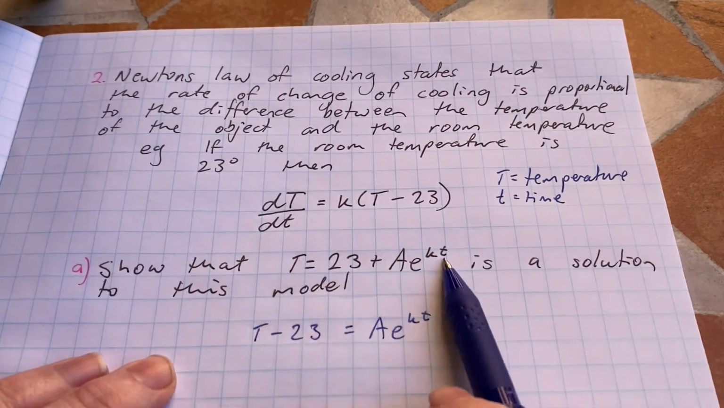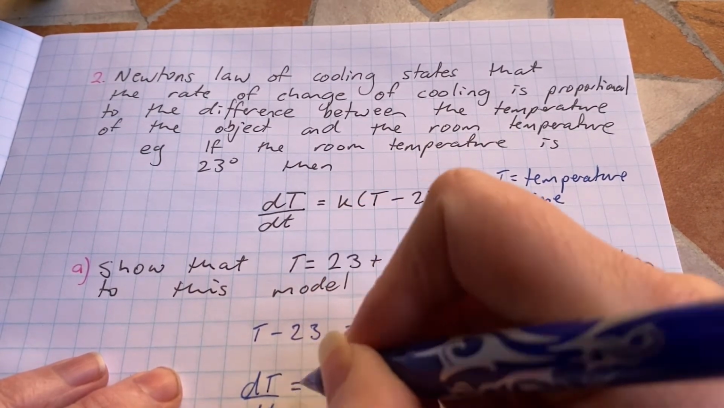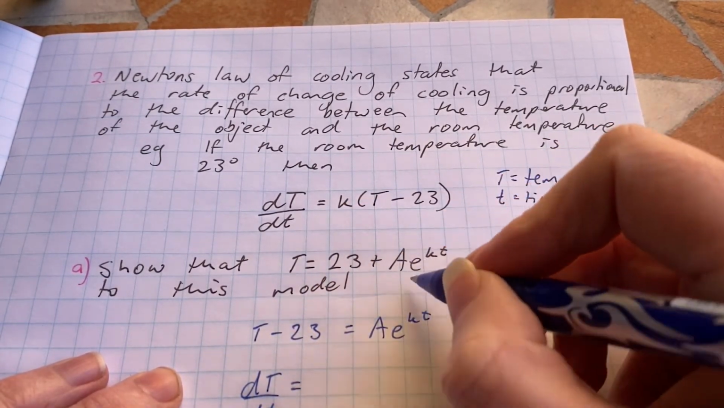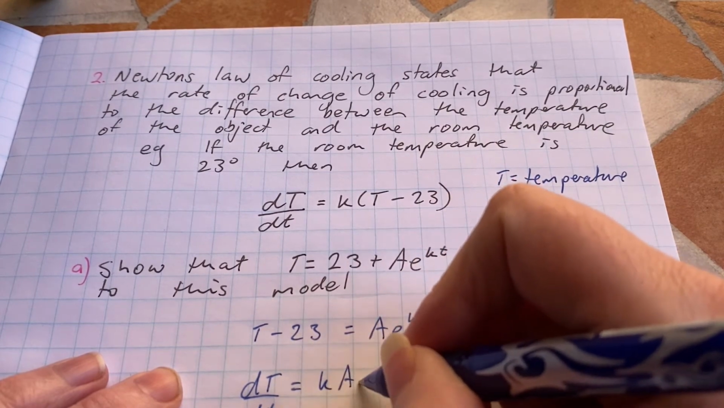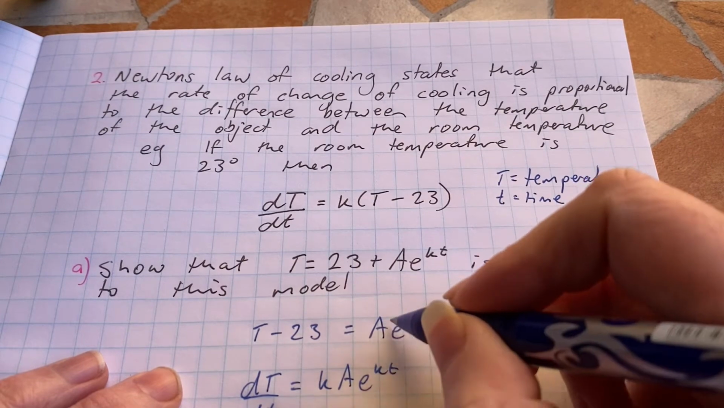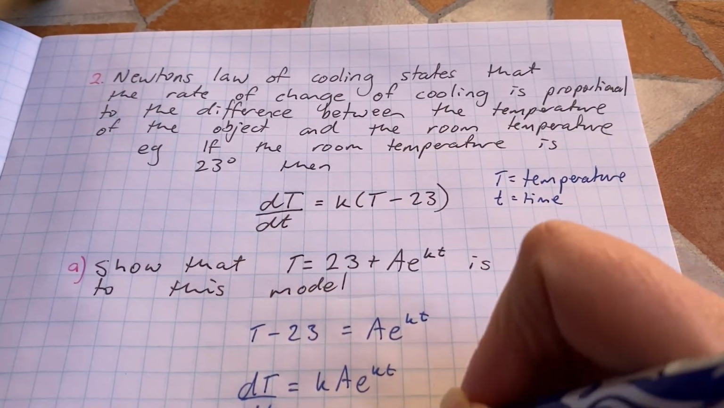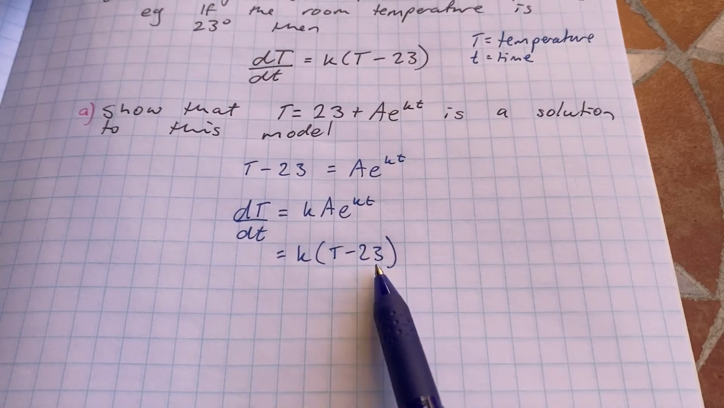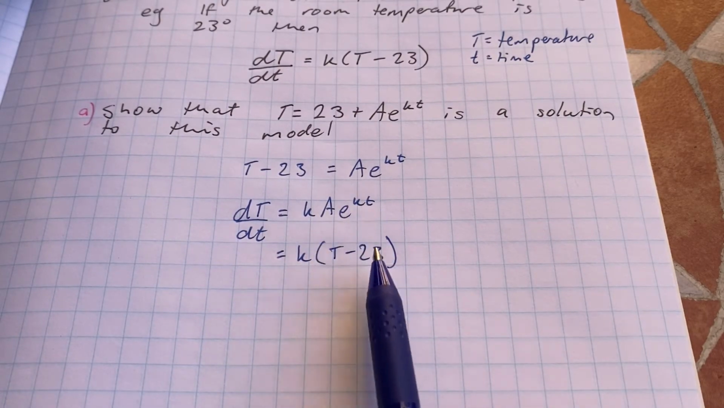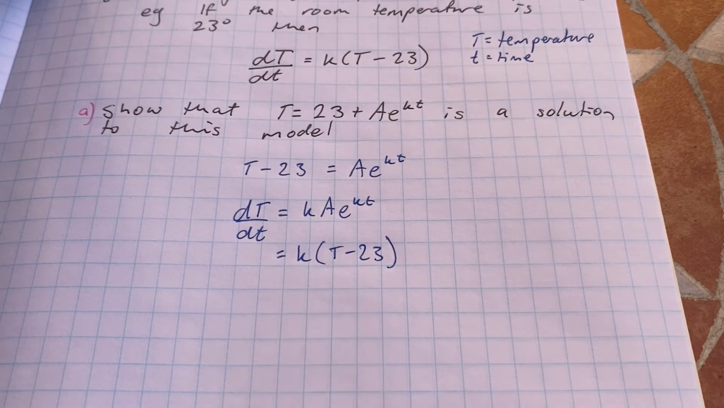Now I want to differentiate my equation. So dT/dt equals, 23 becomes 0, ae to the kt becomes kae to the kt, which equals k times, remember ae to the kt is T minus 23. So instead of ae to the kt, we've got T minus 23. So therefore, yes, it is a solution to that model.